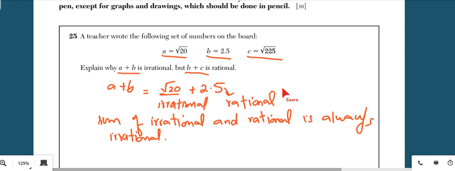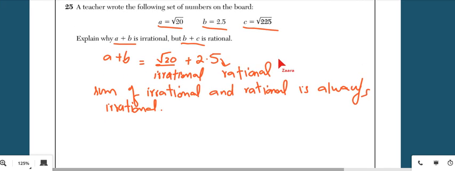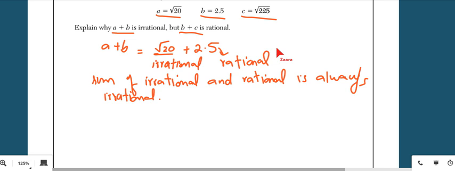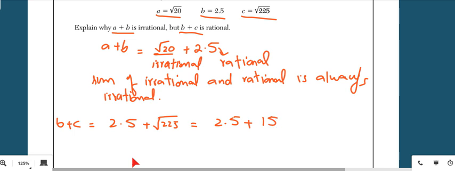Now, if you look at the next question, it says that b plus c is rational, right? So how will we answer this question? Look at what b is. B is 2.5 and c is root of 225, which, if you take the root of 225, is 15. So this is also rational.